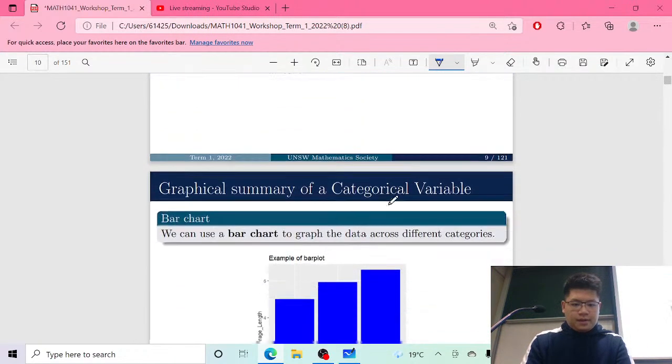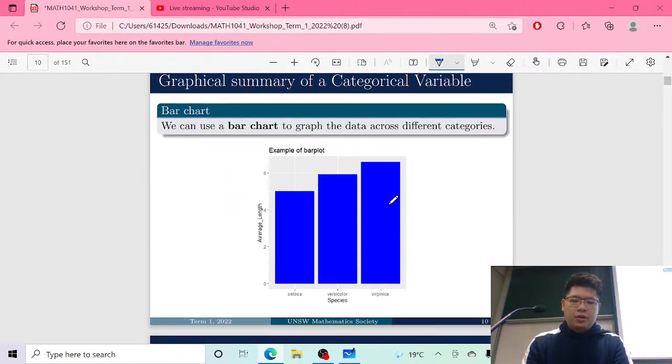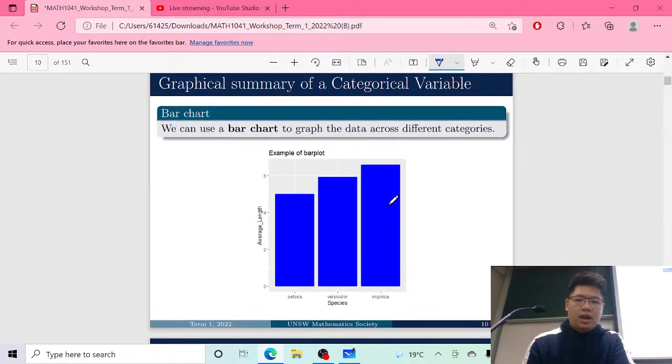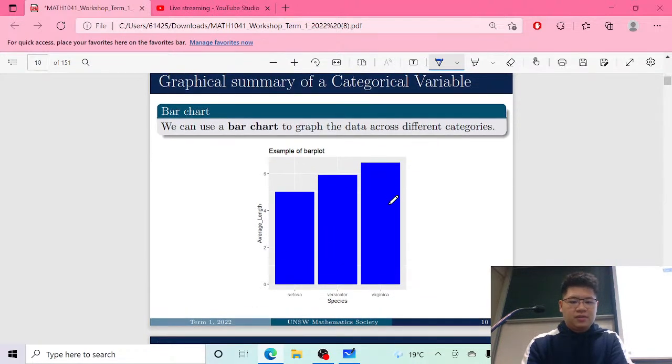Cool. So after this, I'm just going to quickly go through several images and summaries, so graphical summaries of variables. The first one is for bar charts. This is relatively simple here. In this example, you have 3 different types of species, and this is just the average length for each species. So it's a very straightforward way, bar charts.